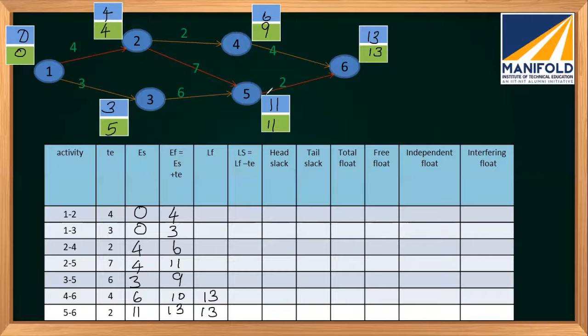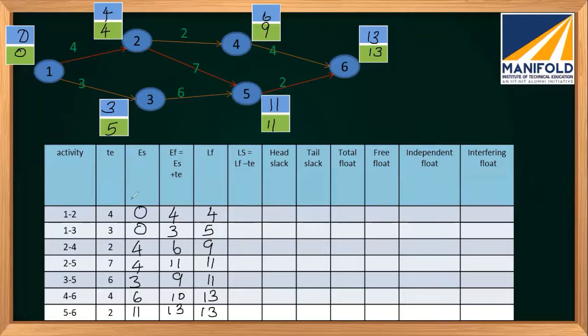3, 5. 5 is the finishing node. So what will be the latest time for 5? It is 11. 2, 5 is also, 5 is the finishing node, 11. 2, 4. 4 is the finishing node. What is the latest time for that? That will be 9. 1, 3 is also, 3 is the finishing node, so that will be 5. And 1, 2, 2 is the node, so that is 4.